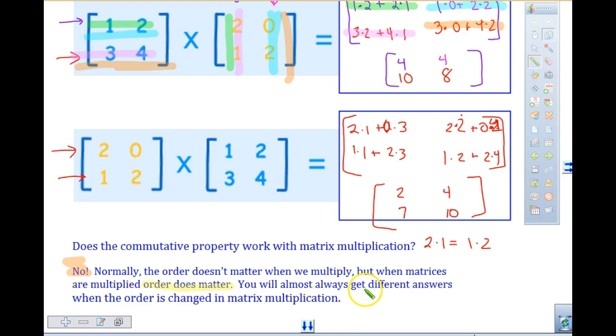You will almost always get different answers when the order is changed for our multiplication. This answer is not the same as this answer. But 1 times 2 and 2 times 1, that is the same thing. So most general multiplication is commutative. Matrix, no.